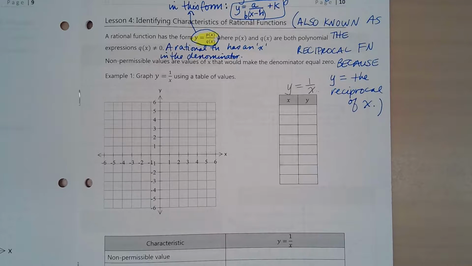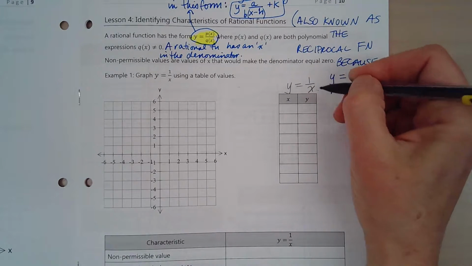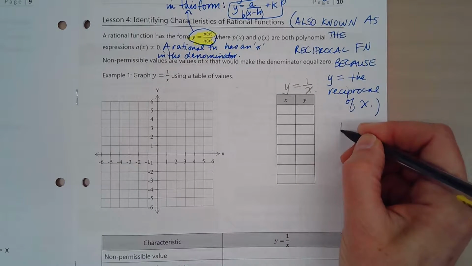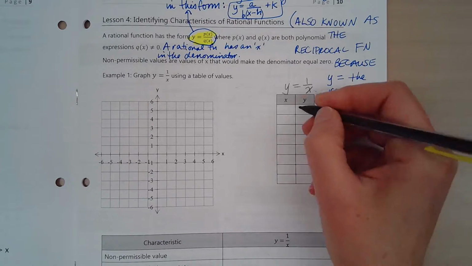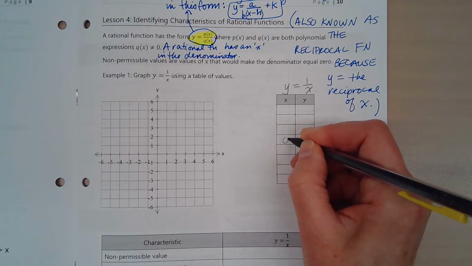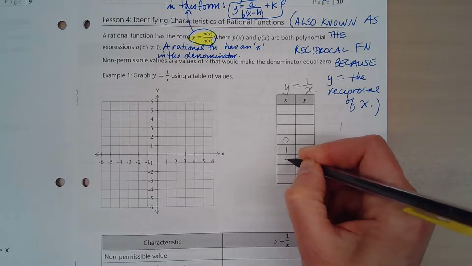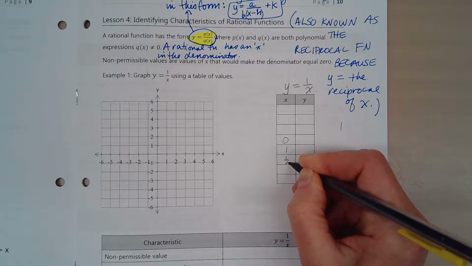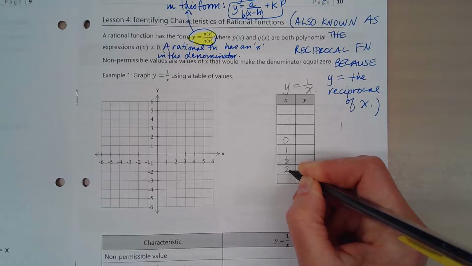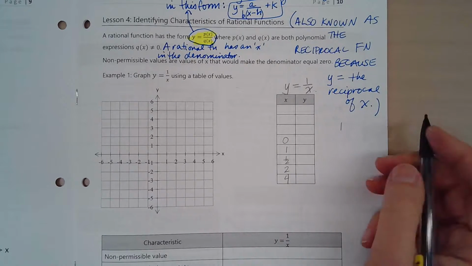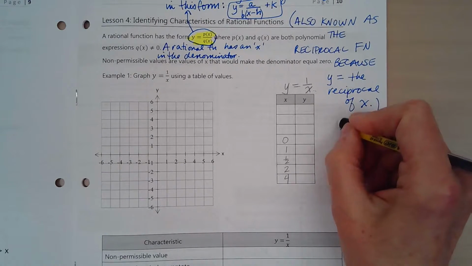So how does that happen? Another way to think of 1 over a number is, like if I say, for example, let's pick some numbers. I'm going to put 0 smack in the middle. So let's pick a 1, a 1/2, a 2, and let's do a 4. Okay? All right.